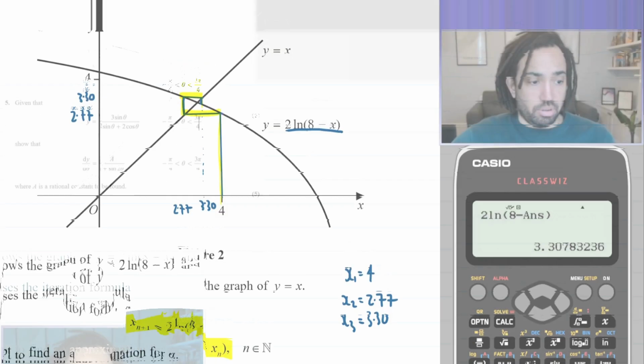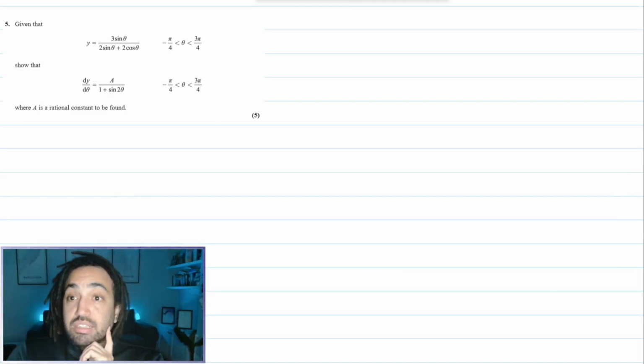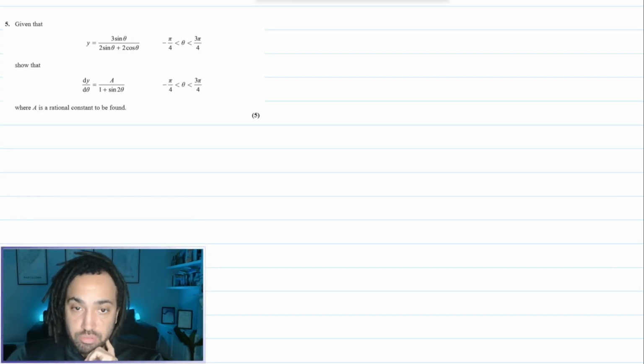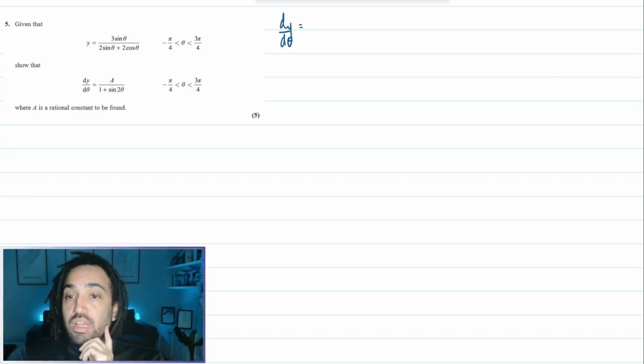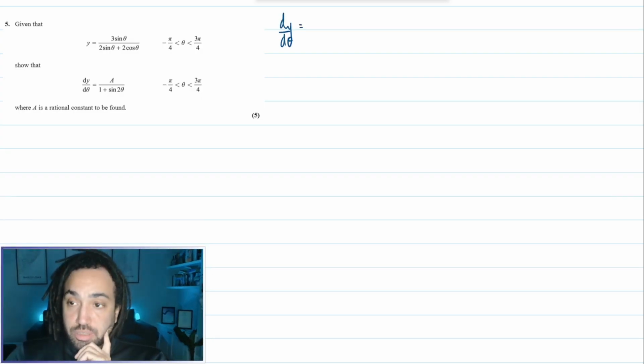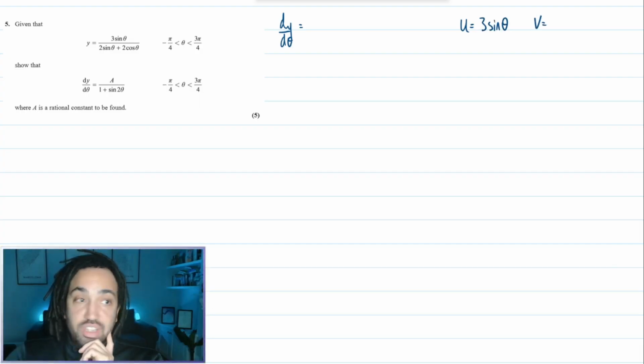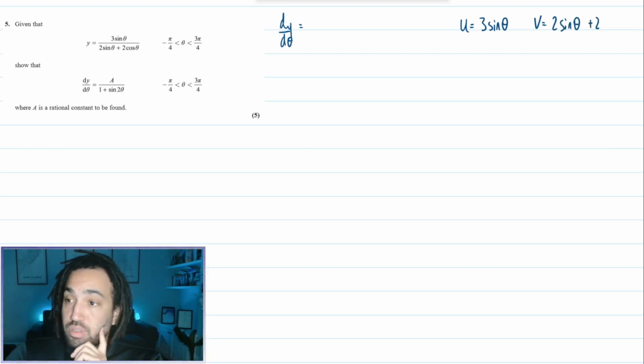Bosh! Let's go. Question 5, and we have some trig, and we are differentiating. And this looks like the quotient rule because we've got a fraction. Okay, so dy by d theta. Well, first off, we need to define that u is the top of the fraction, which is equal to 3 sine theta, and v, which is the bottom of the fraction, is equal to 2 sine theta plus 2 cos theta.